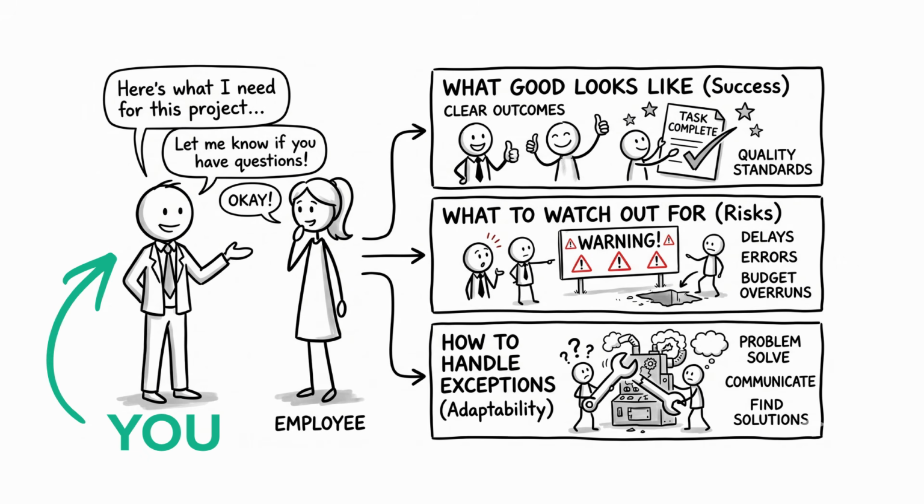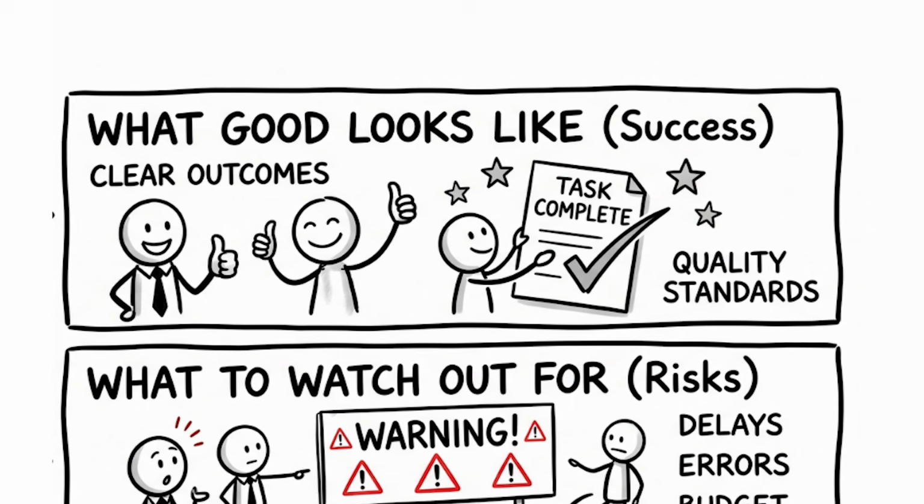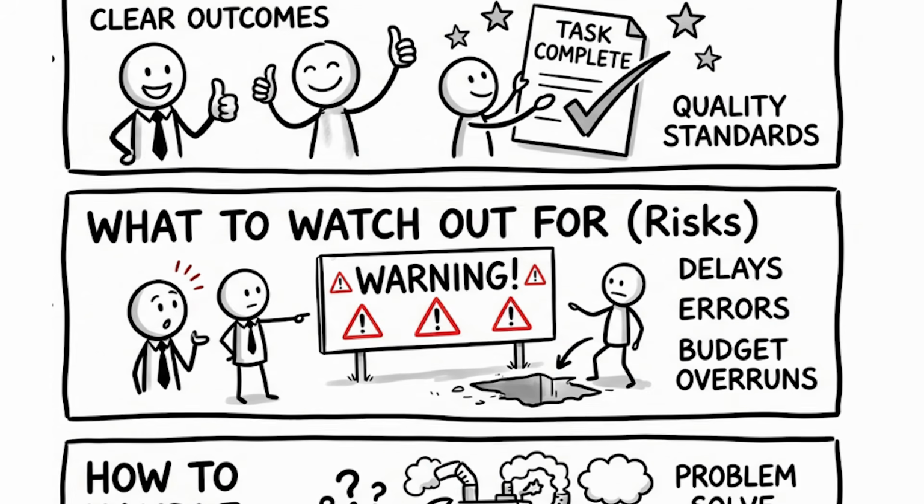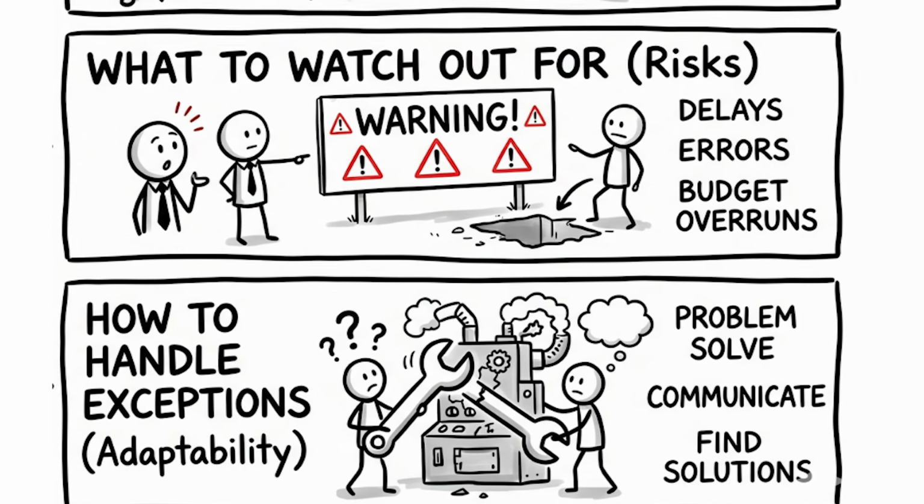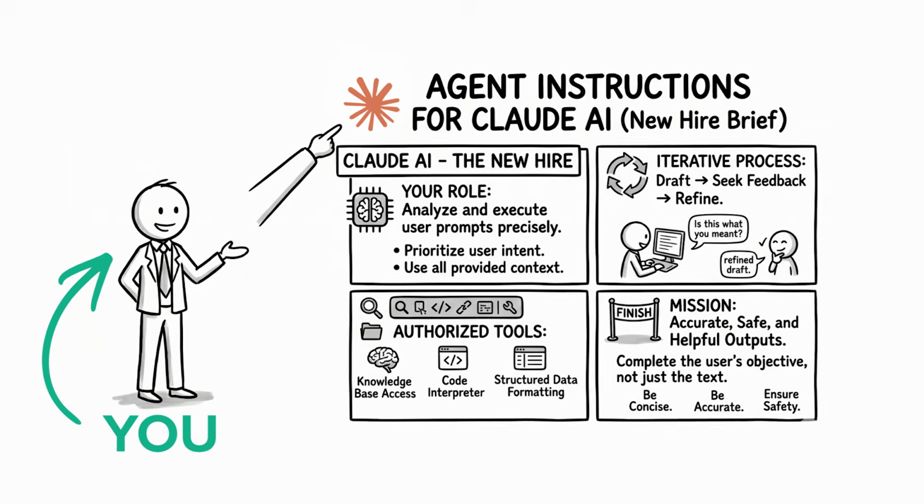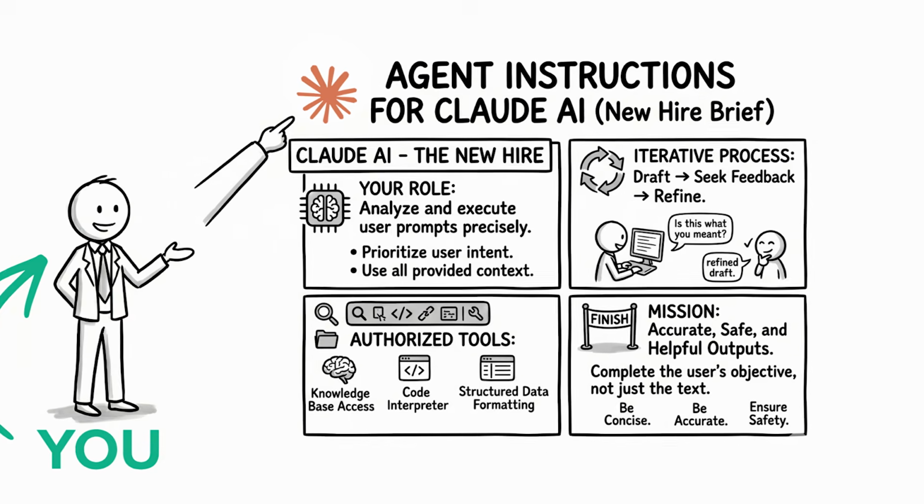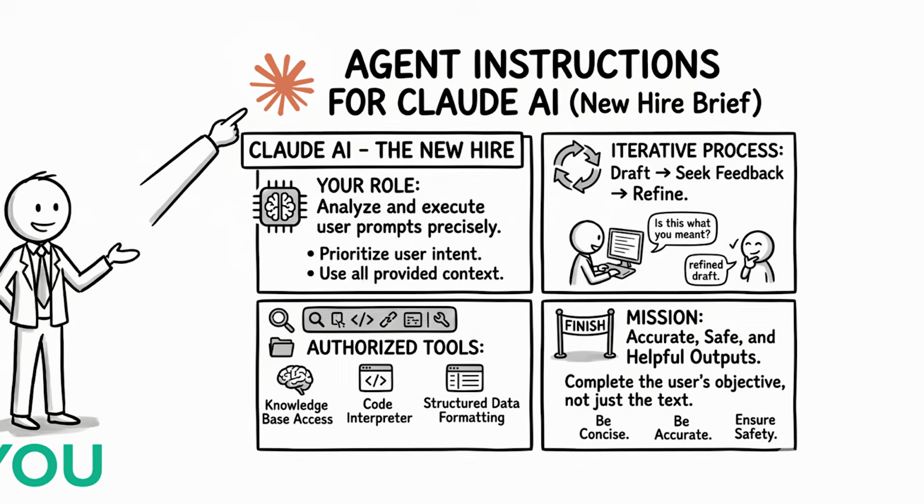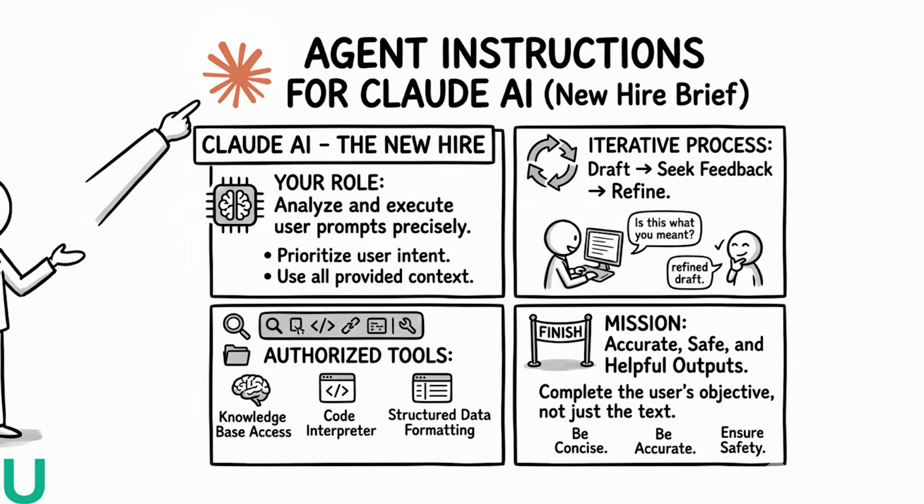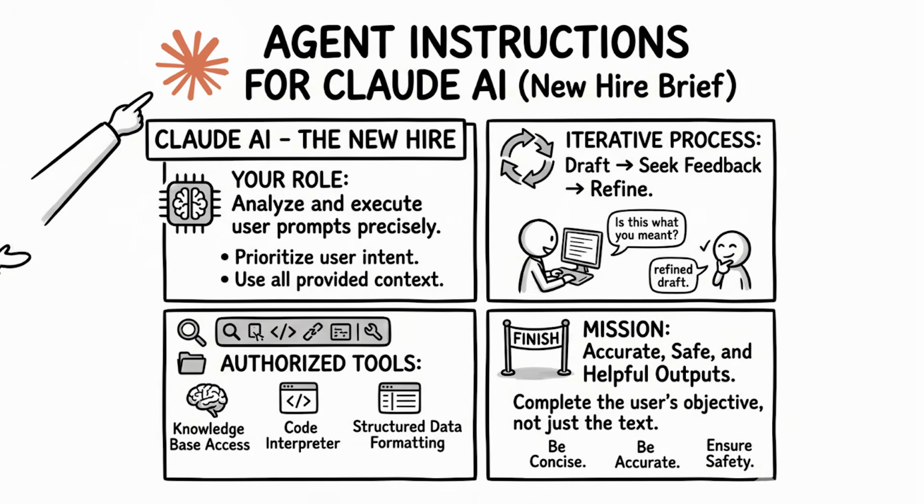And here's the thing, you already know how to do this. You've been delegating work to people for years. You tell them what good looks like, what to watch out for, and how to handle the exceptions. Write your agent instructions the way you'd brief a new hire on a job they're going to do every week without you watching. That's job clarity.